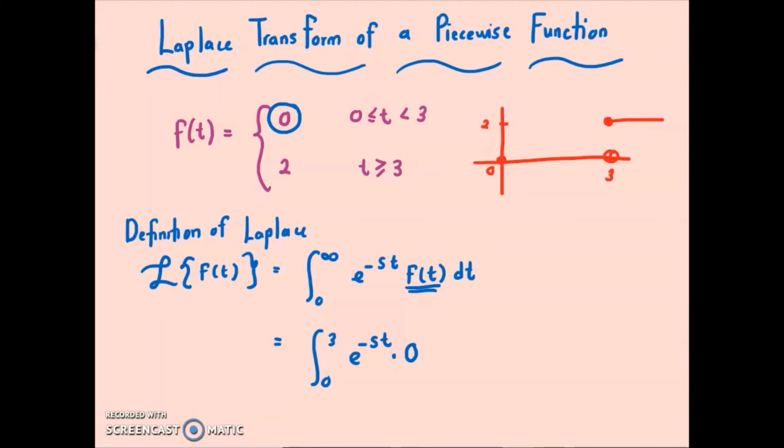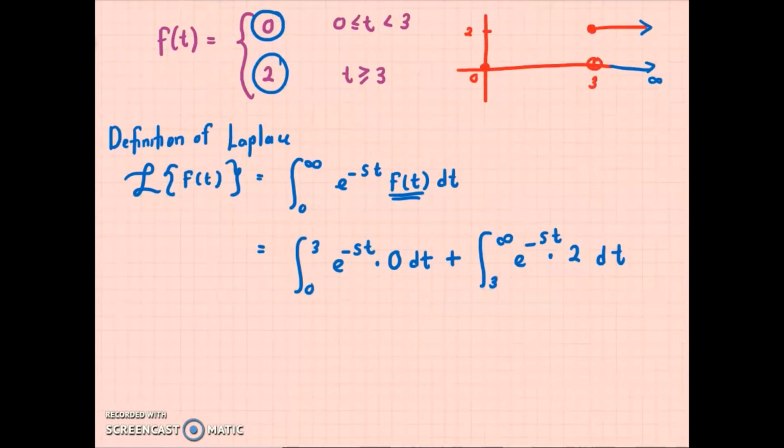You don't have to write it, but I'm just going to write it so that you know what I'm doing. Plus, now the integral from 3, where does this go? Infinity. Okay, it goes all the way to that side, right? So it's from 3 to infinity. We have e^(-st). Now f(t) is 2, so multiply with 2 dt. And then the rest is how you solve a Laplace transform.